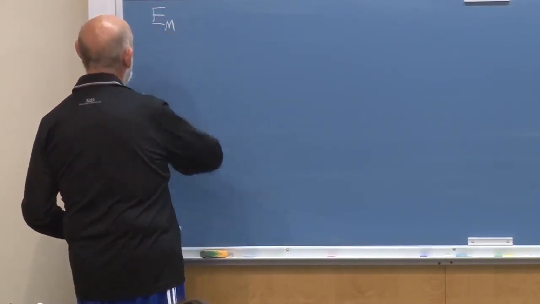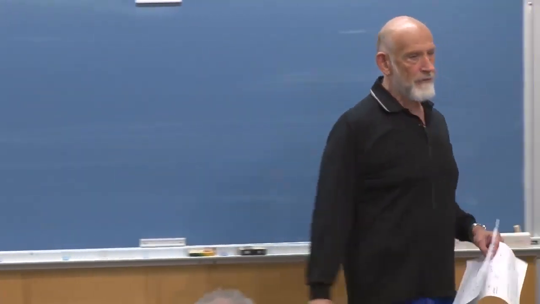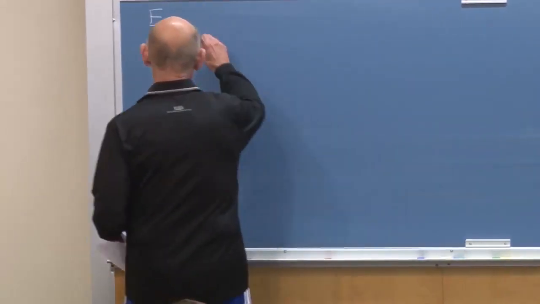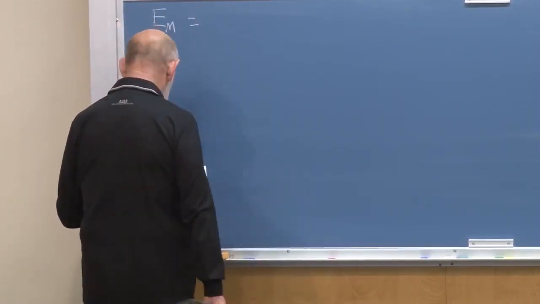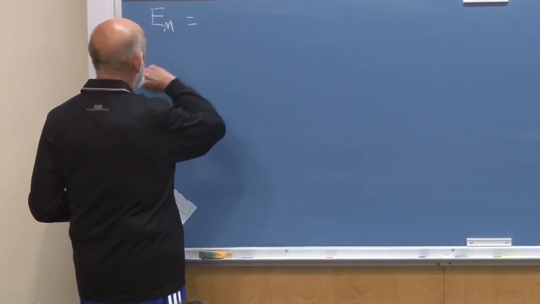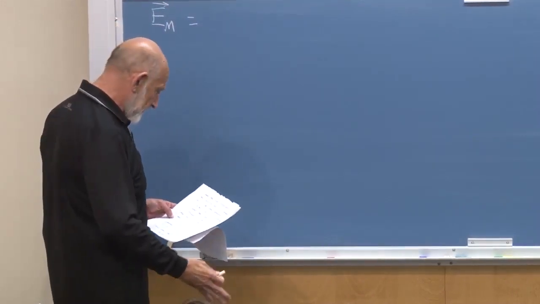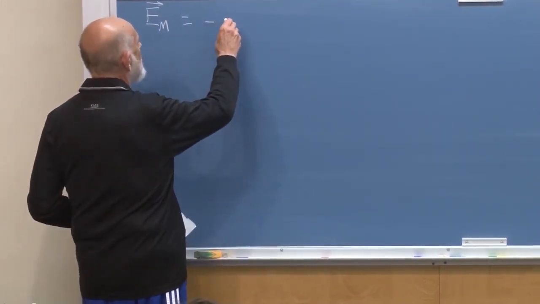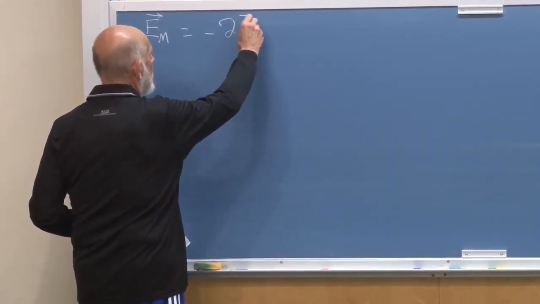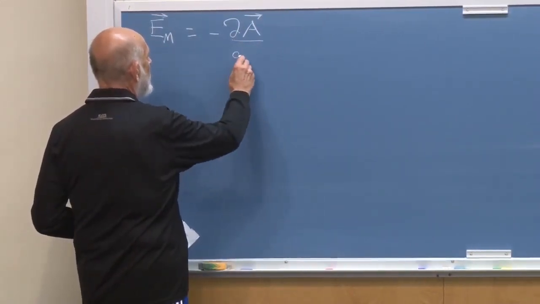E sub M. M is not an index here. It stands for Max, or Maxwell. Maxwell's definition of the electric field, in terms of the vector potential in particular, its connection with the vector potential, is that it's equal to, it's a vector of course, a vector in space, an ordinary spatial vector. And so it is equal to minus the derivative of the same component of the vector potential divided by dt.